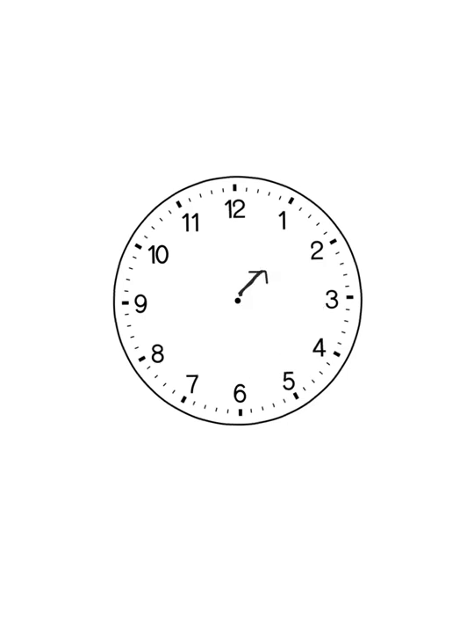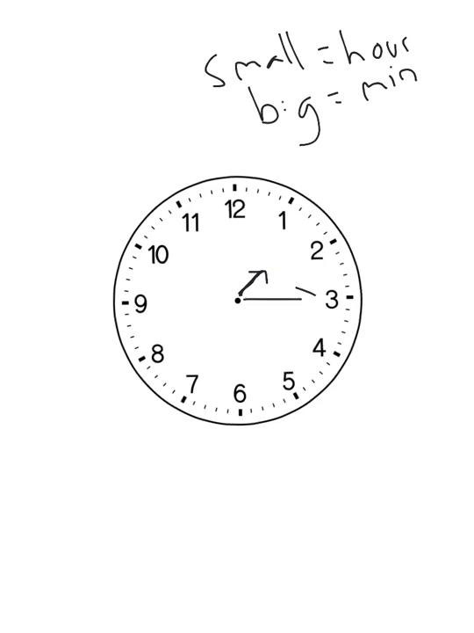Our big hand, on the other hand, represents the minutes. So small is the hour, big is the minutes. So what's tricky about that is if it's pointing to the 3, for example, it doesn't mean 3 minutes. These are all multiples of 5. So the 1 suggests 5 minutes, and then you think times 5.